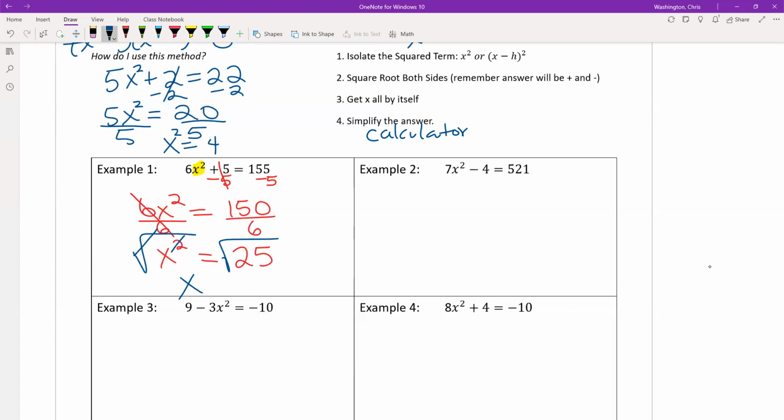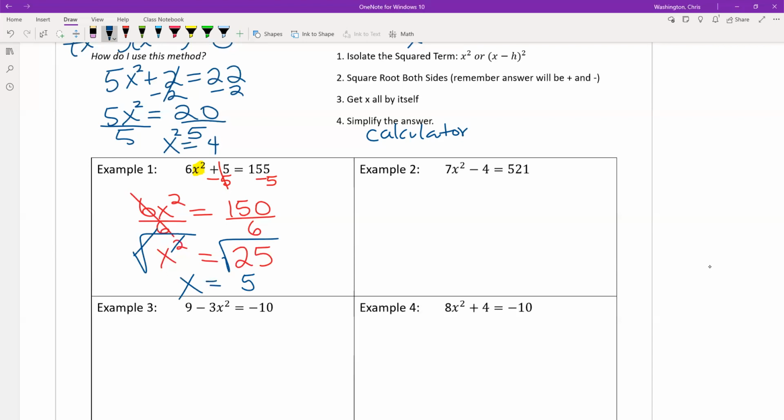If you think about it, like, hey, what's 3 squared? 9. Well, what's the square root of 3? Or the square root of 9, rather? 3. So we get right back to where we started. So if we square root something that's being squared, they essentially just cancel each other out. And we get x equals 5.